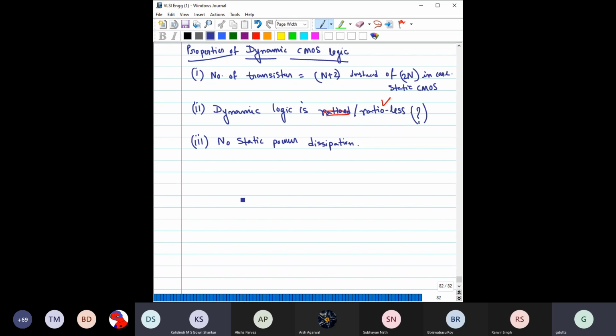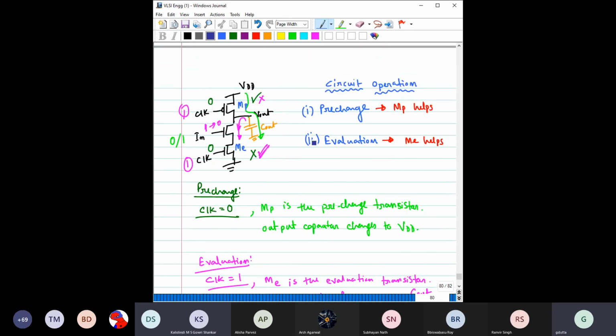Okay, so here in dynamic CMOS, another advantage is that there is no static power dissipation. Because you can clearly see from this design, when this PMOS is on, this NMOS is off. So there is no direct path from VDD to ground. Eventually when this is off, only this is on, right? So there is no direct path between this one and this one. So no static power dissipation.